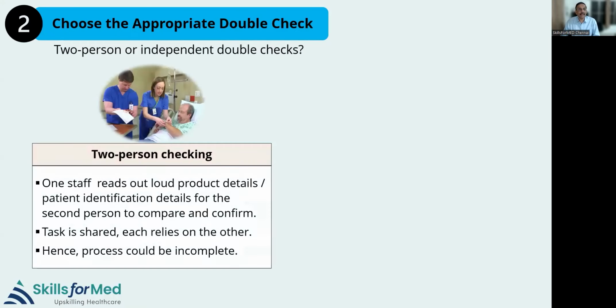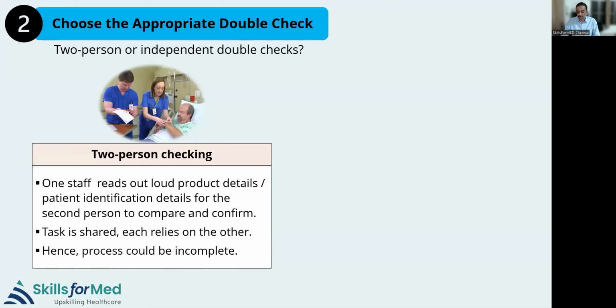So in two-person drug checking, one staff will read out the product details and patient identification details, and the second person will confirm, yes, yes, yes. The task and the process are shared. The drawback is that because there are two people, who is actually responsible? One person will think that person is responsible, the other will think no, the other person is responsible. Because of this, mistakes happen. So there is no sole responsibility in two-person checking. It is good, and definitely the errors come down, but this is a drawback.